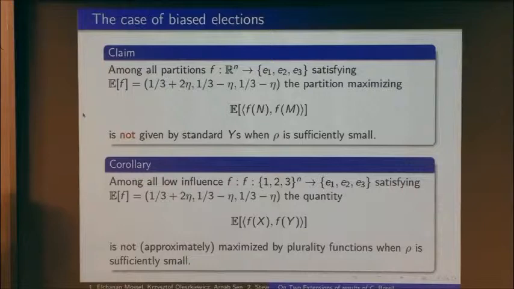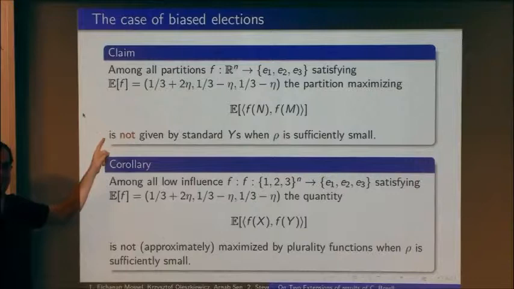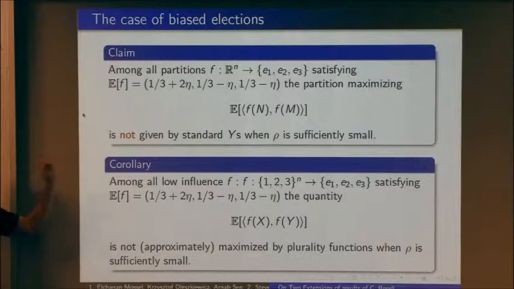Unfortunately, some smart and not so smart people conjectured that plurality is stablest. So I'm involved in this group, so you can guess who are the smart and not so smart. This still doesn't contradict the conjecture that plurality is stablest, because the smart people in the plurality is stablest group made sure that we only talk about balanced partitions where all the measures are exactly one third, one third, one third. So this doesn't contradict the plurality is stablest conjecture, but it contradicts something very, very close to that.